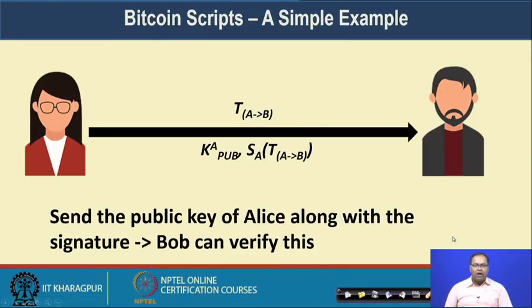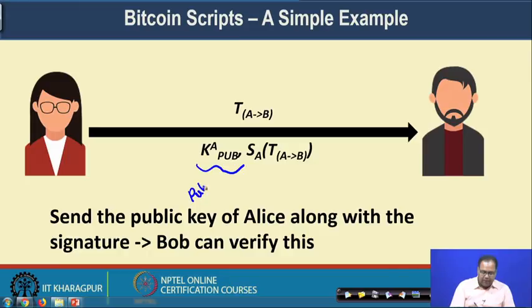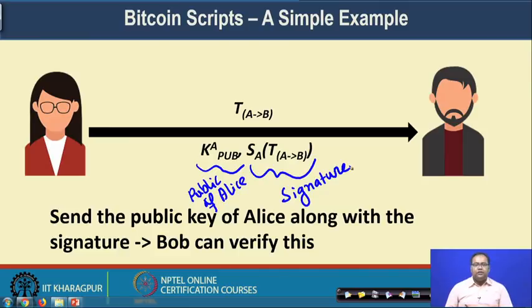So, what we generally do, as we have mentioned several times earlier, is that with the transaction we include two other parameters. One is the public key of Alice, and we also include the signature from Alice. So, these two things are included in the transaction.